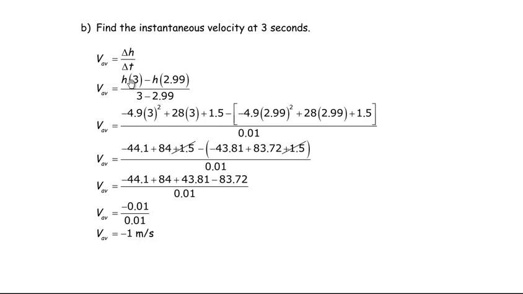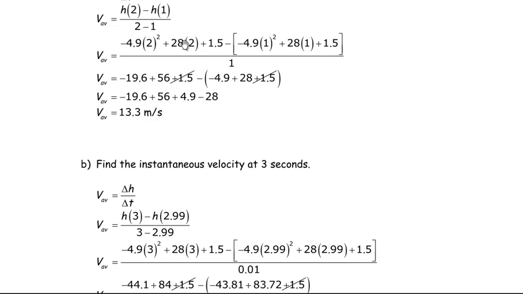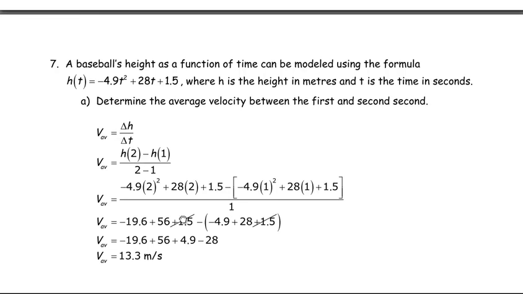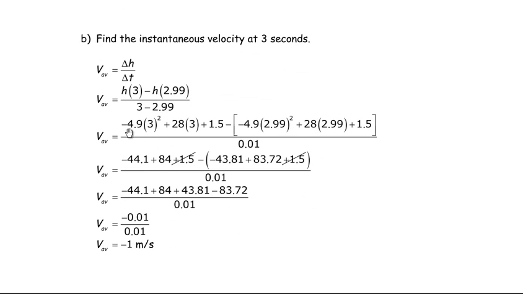So I'm going to do h of 3 minus h of 2.99 over, and the change in time would be from 2.99 to 3, so 3 minus 2.99. So h of 3, we're going to take our formula up here and put 3 here and here. So negative 4.9 times 3 squared plus 28 times 3 plus 1.5, which is exactly what you see right here. And then h of 2.99, same idea, but of course 2.99 in place of time. And so we evaluate all of those, so that's what we get here. And again, the 1.5s, when we take the brackets off, are going to be opposites. That's why I just crossed those out.